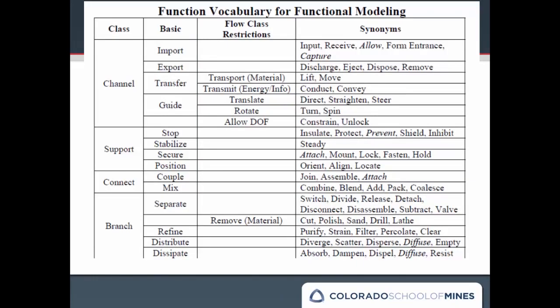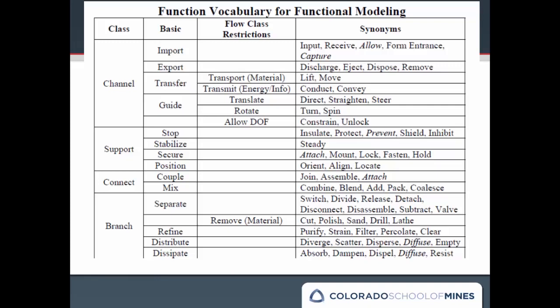So this first chart here is a function vocabulary for functional modeling. If we go from left to right, we start with a class of what needs to be done. Then it breaks it down into some basic functions within that class, any restrictions in that particular class, and also some of the synonyms or words that we could potentially use in our actual functional models.